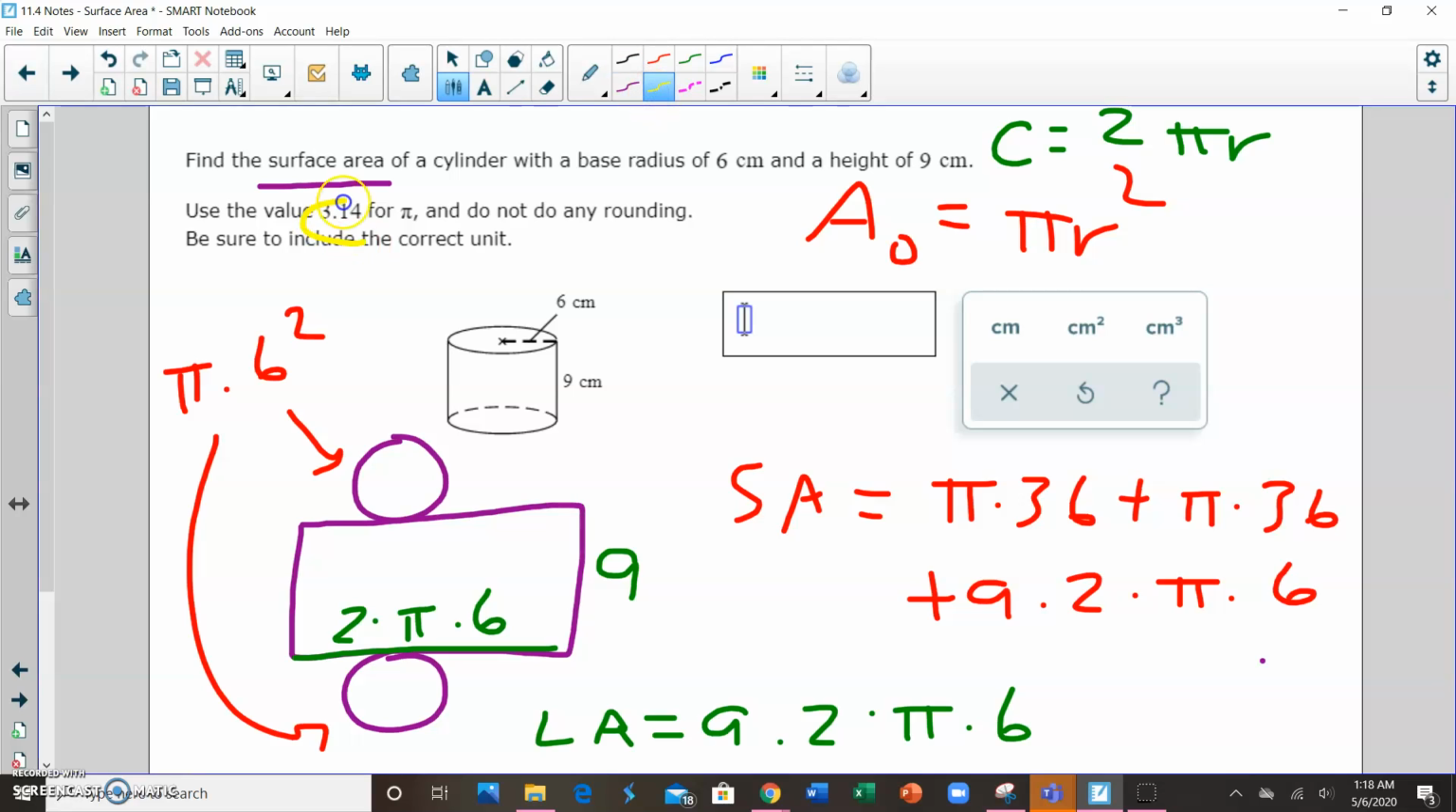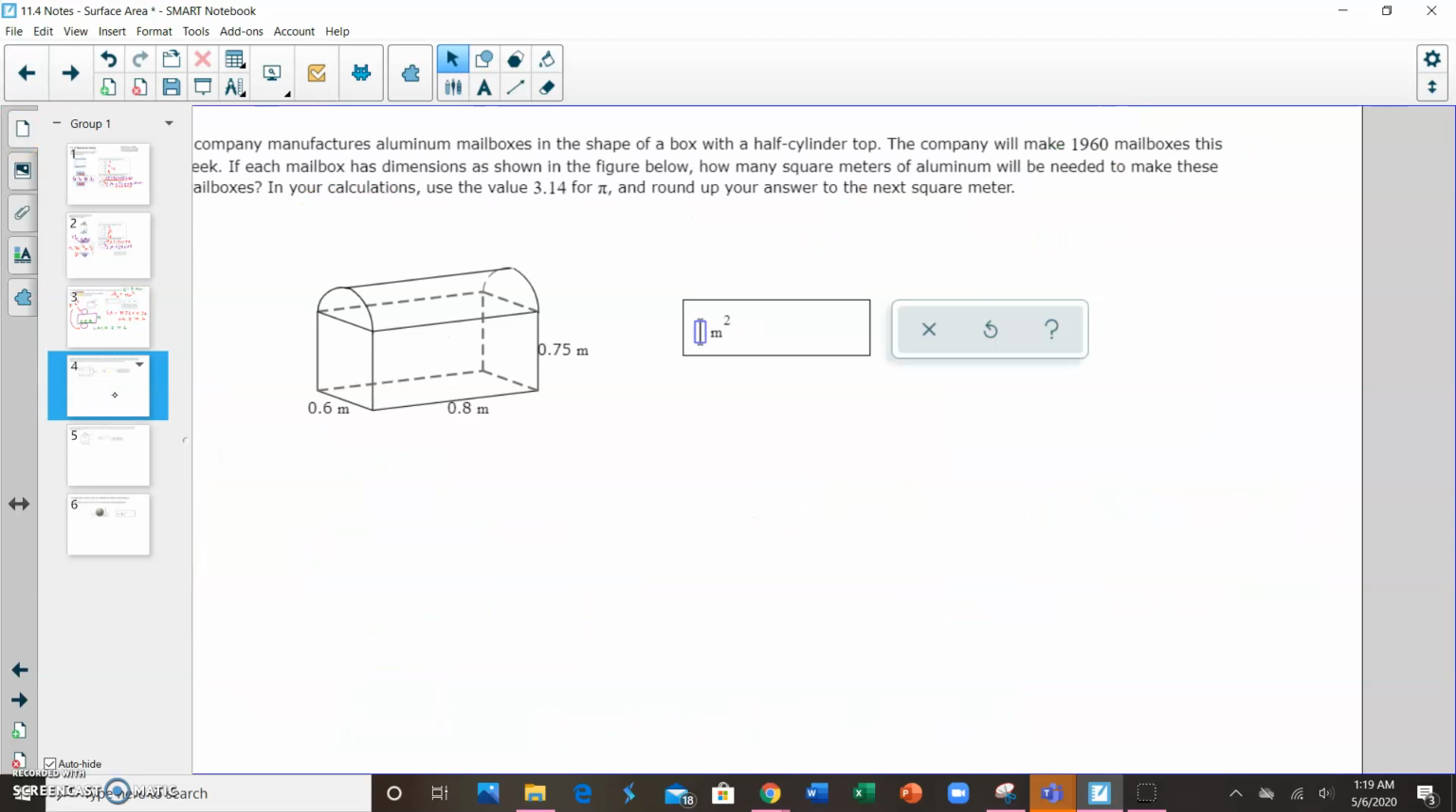They tell you to go ahead and put in 3.14 for pi. I personally just like using the pi button, but it says to use 3.14, so that's what you need to do. So then you can calculate that on your own. Okay, moving on so we don't run out of time.